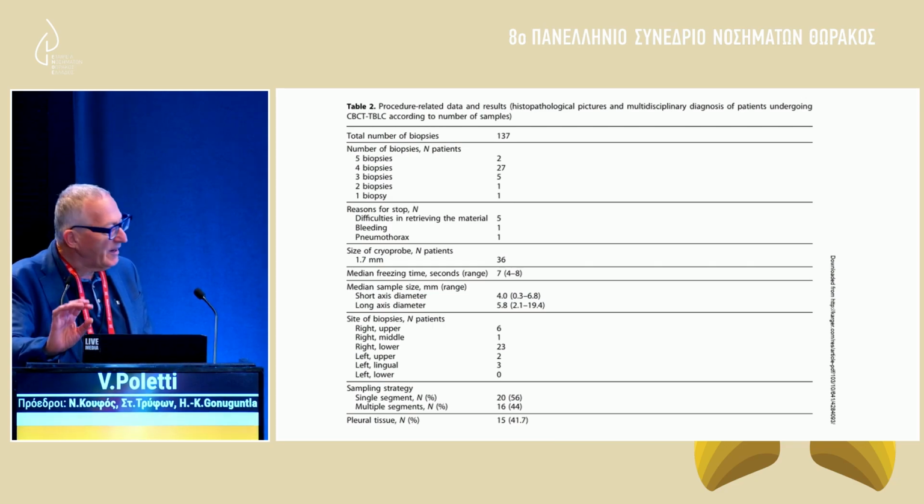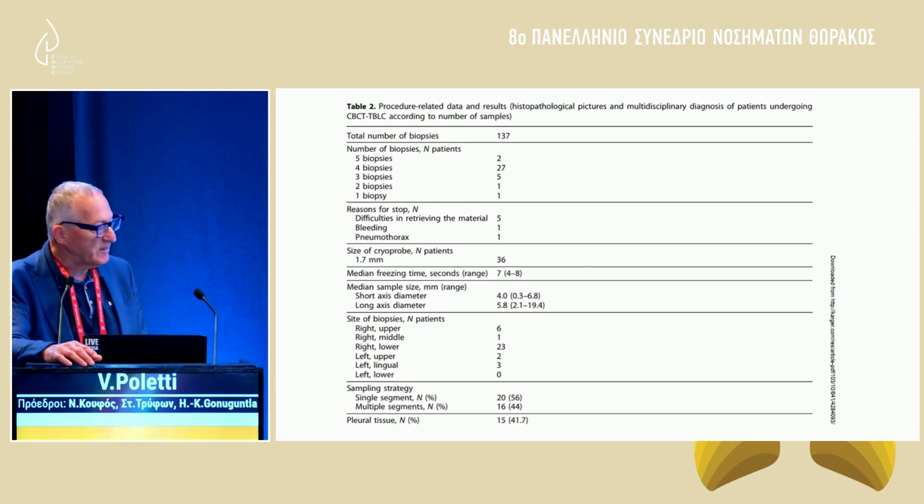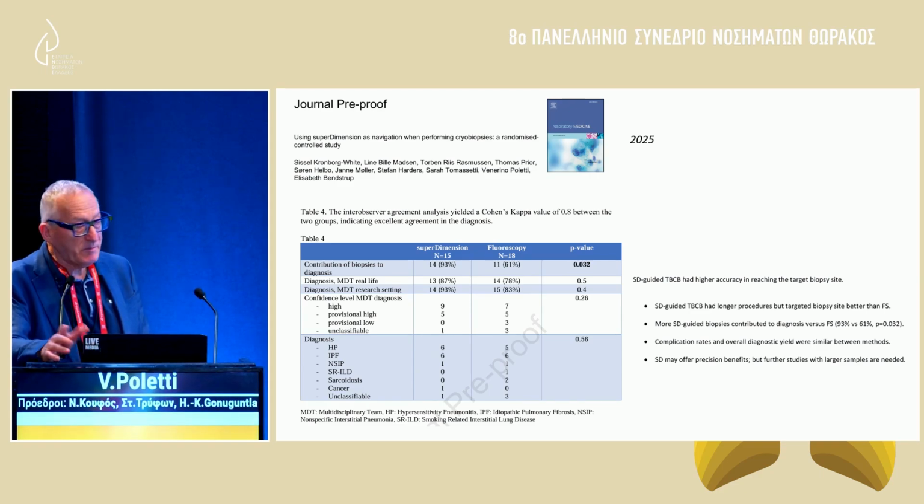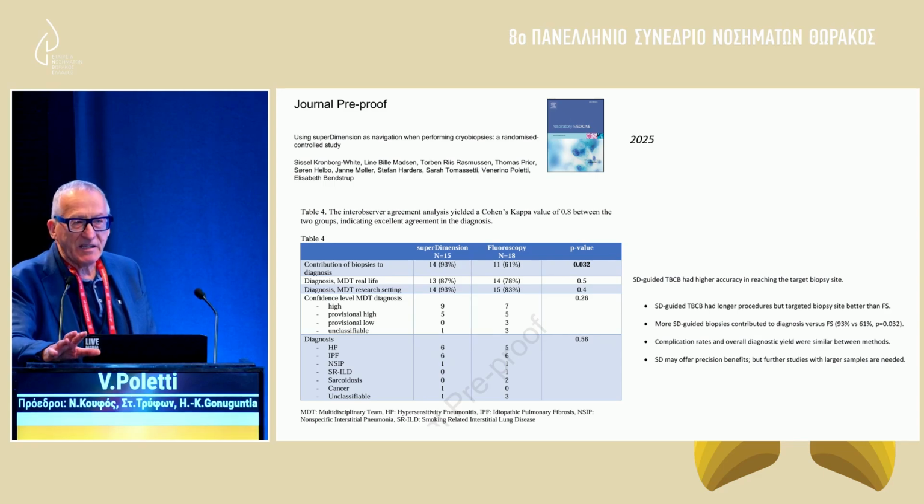You see here another important element is the last line. Visceral pleura was detected in 41% of the cases. There are some reports on electromagnetic navigation, this is our study just published 2 days ago, which, in my opinion, is a little less valid compared to cone-beam CT.